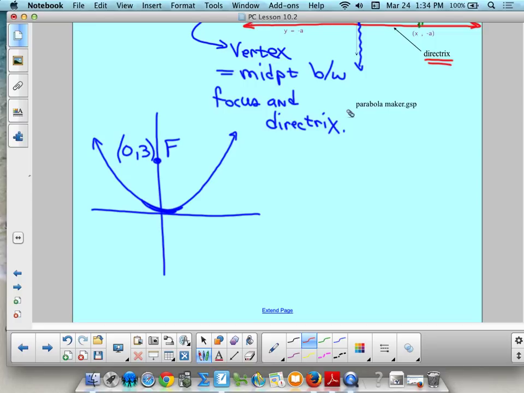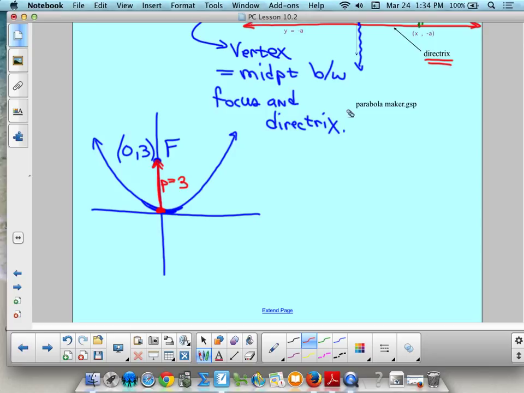Okay, here are my 2 clues. Does the parabola go up or does it go down? It goes up. The p-value is positive. Here's the other clue. Start at the vertex. Go up to the focus. If you start at the vertex and go up, the p-value has to be positive. So, when will the p-value be negative? When the parabola goes down.